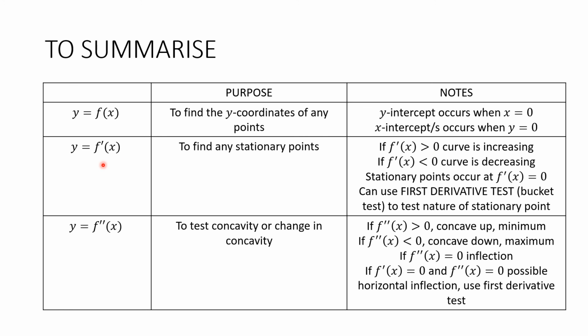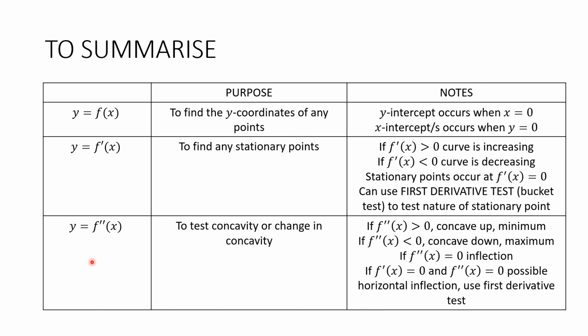The first derivative. The purpose is to find any stationary points. If the first derivative is greater than 0, the curve is increasing, less than 0, it's decreasing, equal to 0, it's a stationary point. We can use the first derivative test to test the nature of any stationary points.